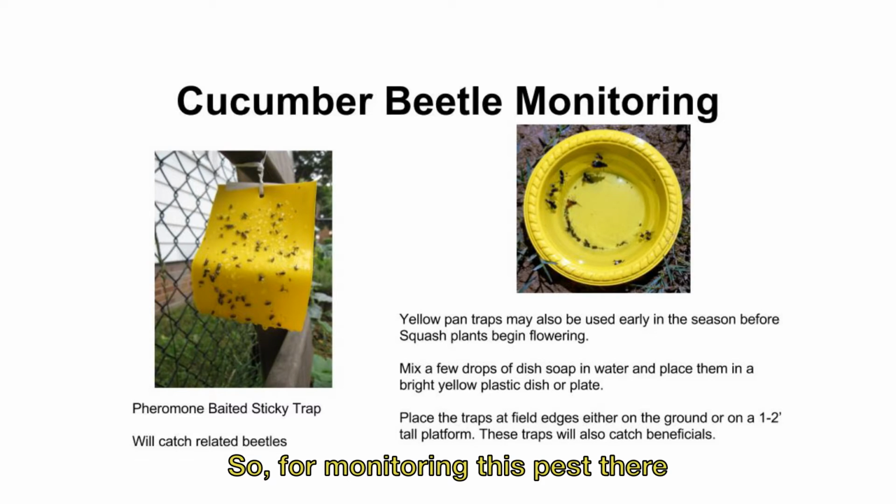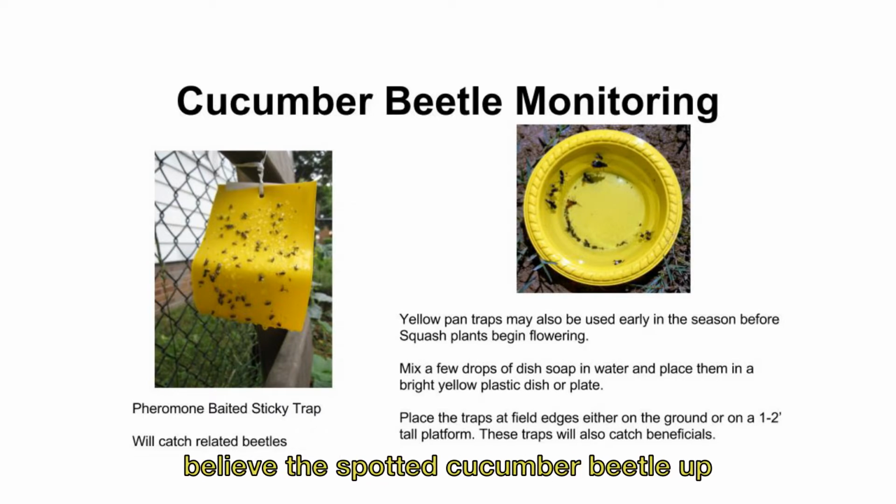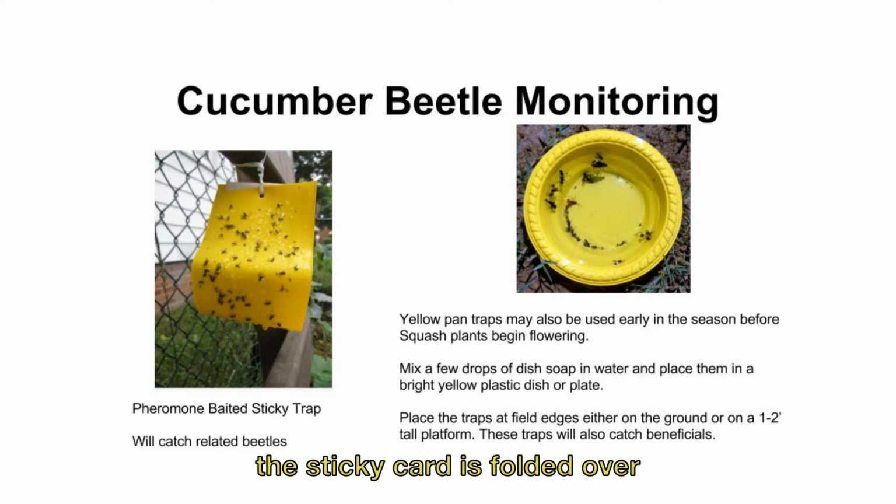So for monitoring this pest, there are 2 ways you can really go about it rather than just physically going out and looking for it. You can buy pheromone-baited sticky traps, and these will trap, actually I think there's one Diabrotica species it won't capture, but it will capture the striped and I believe the spotted cucumber beetle. This sticky card is folded over, and there's actually a pheromone lure in the inside. It's kind of like a little envelope. But this is one fairly simple way to do that.